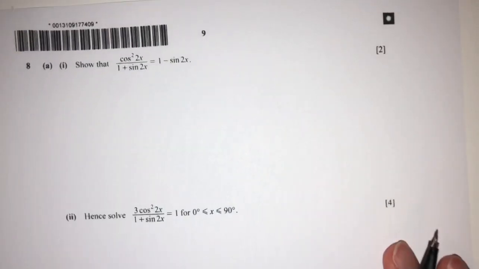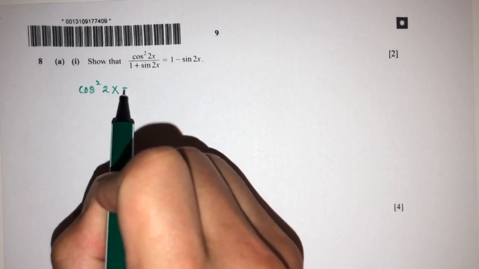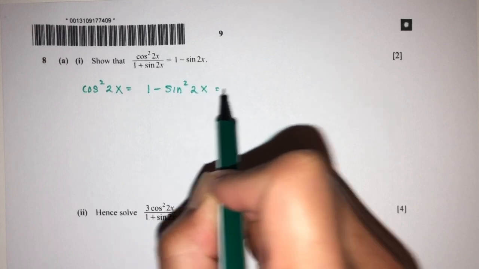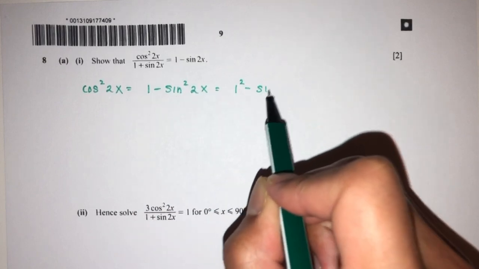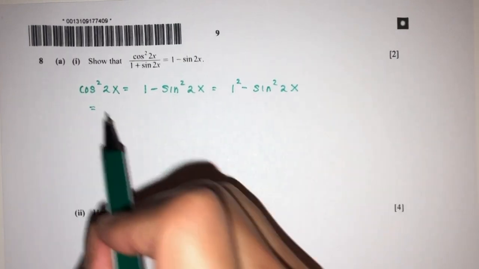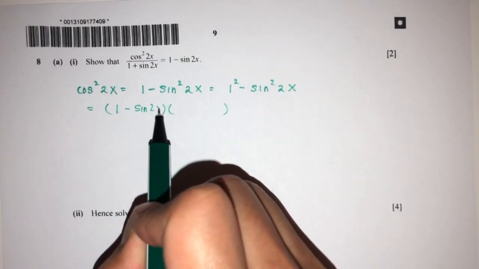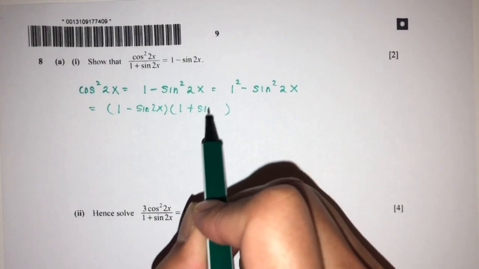Now let's move on to question number 8. We have to show the left hand side is equal to the right hand side. So let's begin from the left hand side, right? The first thing we can see is that we have cos squared 2x on top. So what is that? It is 1 minus sin squared 2x. Now we can rewrite this as 1 squared minus sin squared 2x. We have done this so many times, so I hope you know how to factorize this. This is basically (1 minus sin 2x)(1 plus sin 2x).